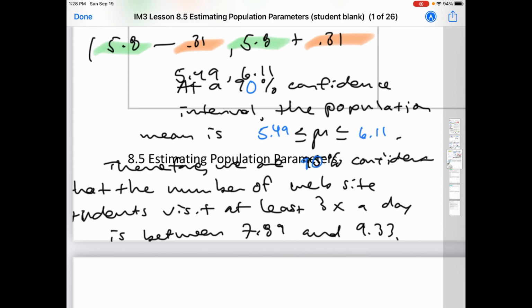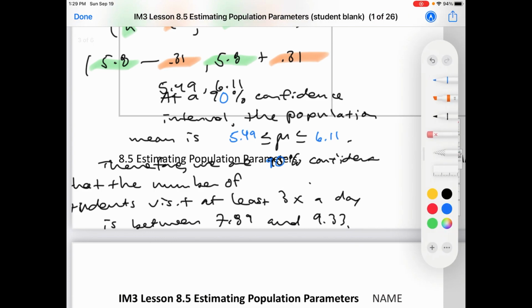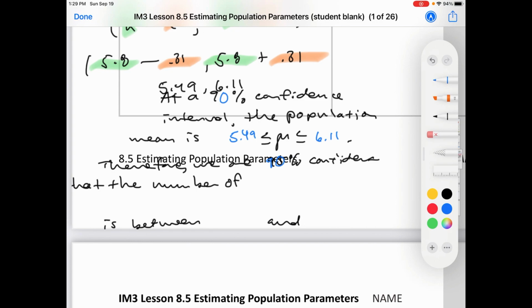Therefore, we are 90% confident that the weight of packages is between 5.49 and 6.11. Pretty confident, right? We don't know the exact weight, but we can be pretty confident.